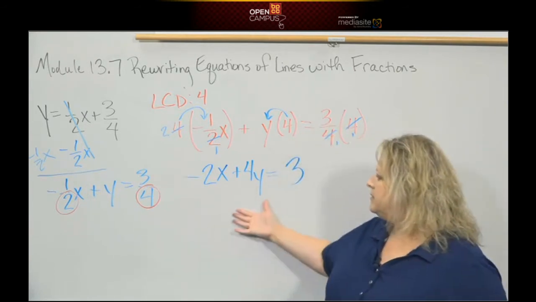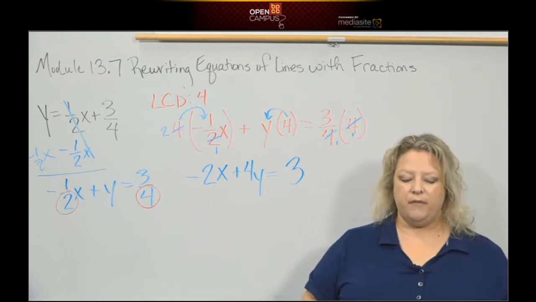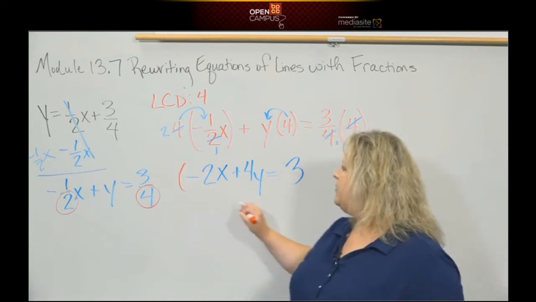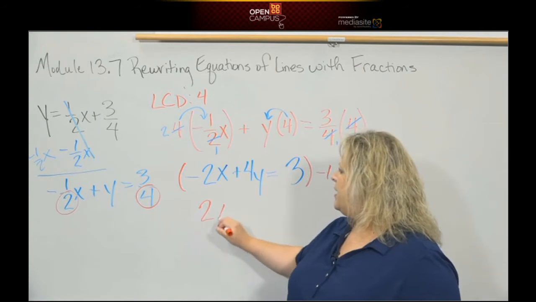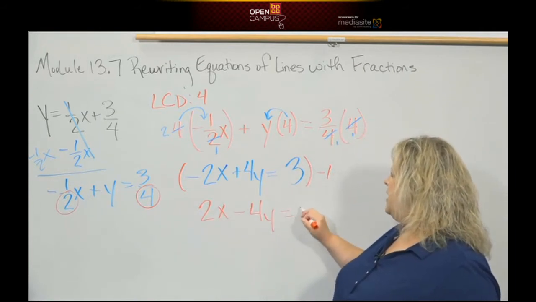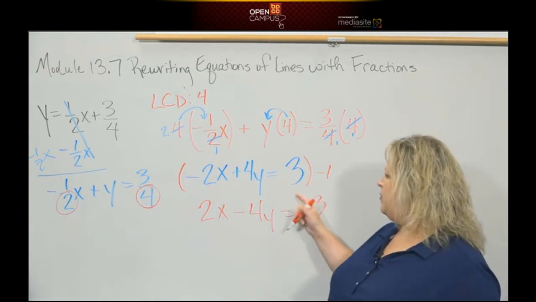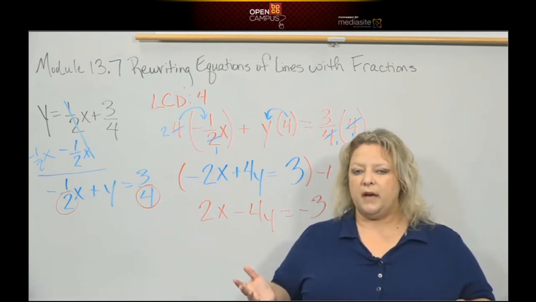So I'm done, technically, unless you want to get rid of the negative in front of x. If you want to get rid of the negative in front of x, how do I do that? Multiply by negative 1, and that gives me positive 2x. That would give me a negative 4y. That would give me a negative 3. And then if you wanted to rewrite it again, you can move the 3 over and set it equal to 0. It really doesn't matter, okay?